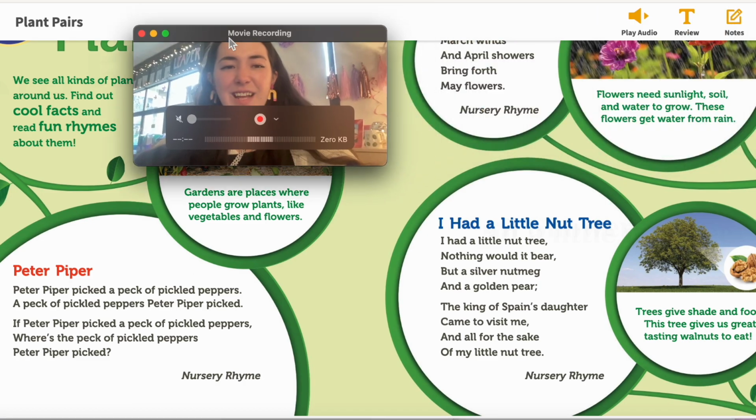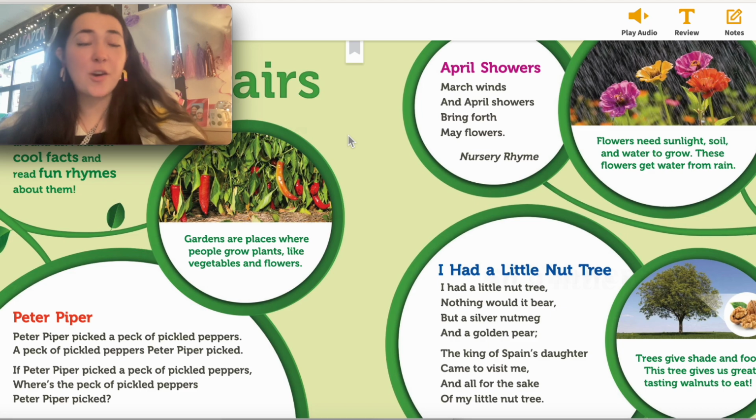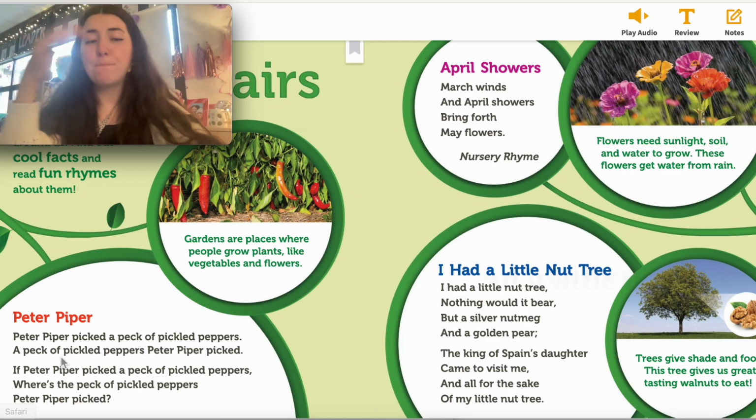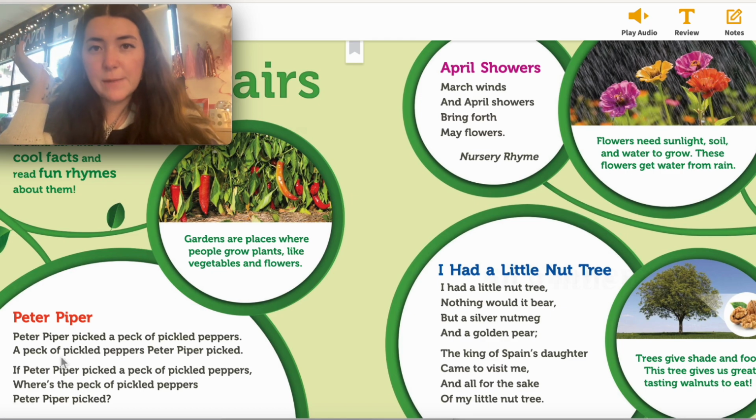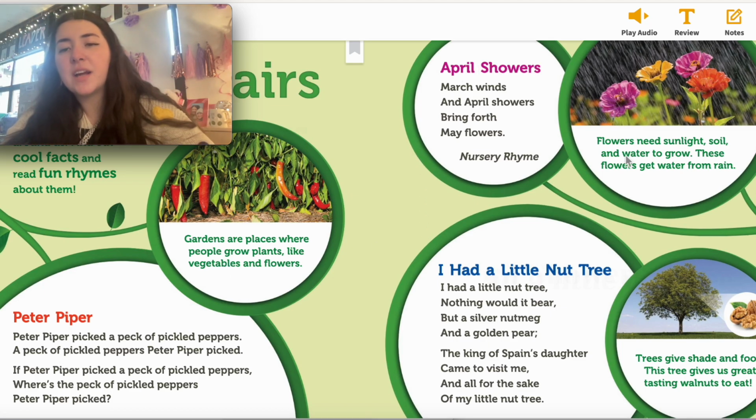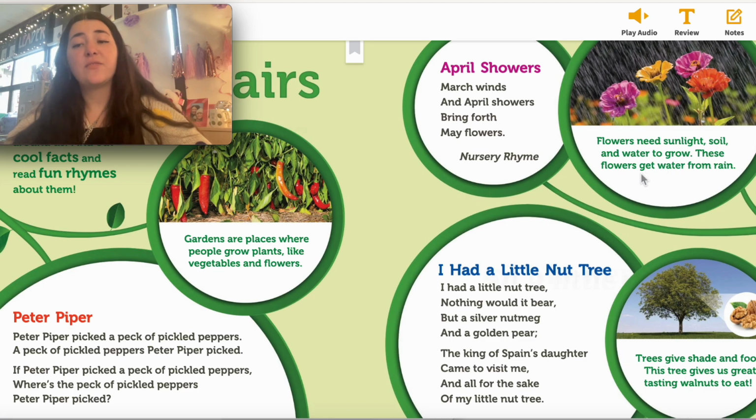Alrighty, let's move right along to our next one. I don't know if it'll be as fun as Peter Piper. This one's called April Showers. Oh, before we go into that, Peter Piper had that alliteration we were talking about. It was a lot of p, I was saying. April showers. This one says flowers need sunlight, soil, and water to grow. These flowers get water from rain.